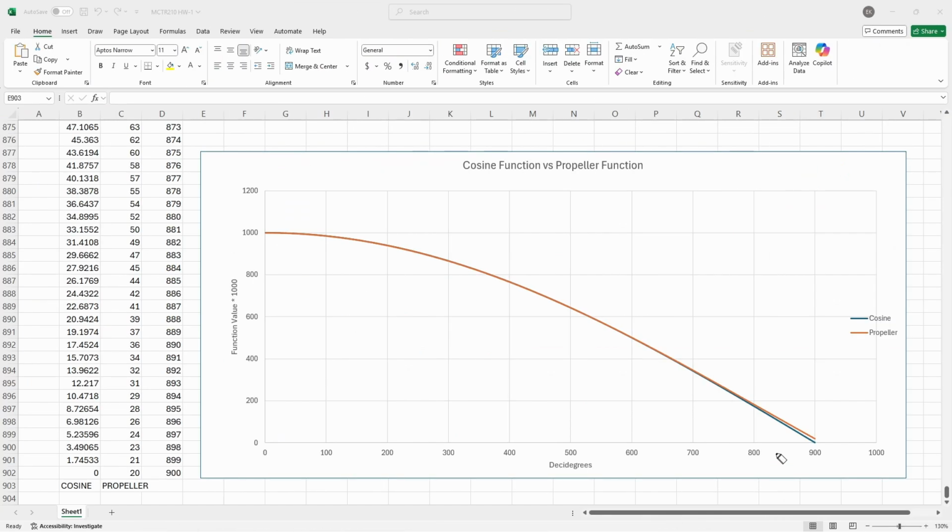This graph shows the propeller function on top of the cosine function. As you can see, the propeller integer values start to deviate from the cosine values the closer you get to 900 decidegrees. This is shown on the left-hand side of the screen, where the propeller values are inconsistent with the values gotten from the actual cosine function.